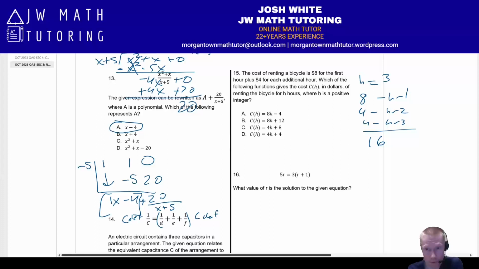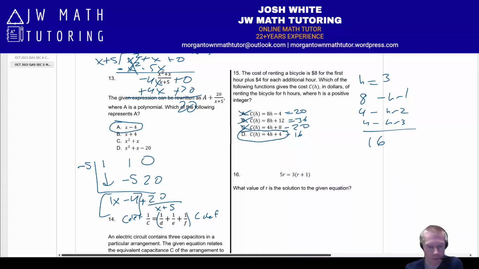So when you plug in 3 to these answer choices, which one of them gives you 16 as the answer? So 8 times 3 is 24. 24 minus 4 is 20. Wrong. 8 times 3 is 24 plus 12, 36. Wrong. Next, 4 times 3, 12 plus 8, 20. Wrong. Looks like it's going to be D. 4 times 3, 12. 12 plus 4, 16. So letter D is the correct answer. And again, I used picking numbers to get it.